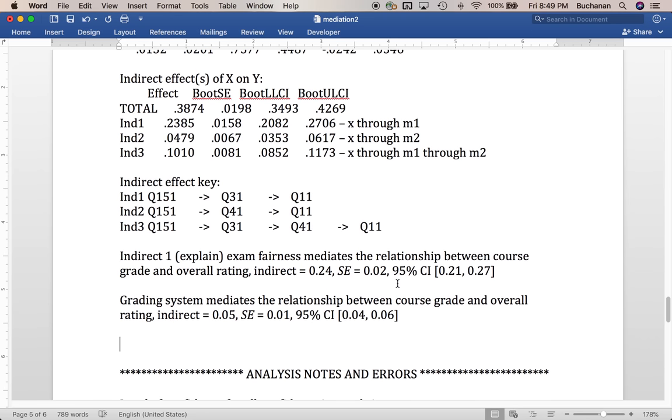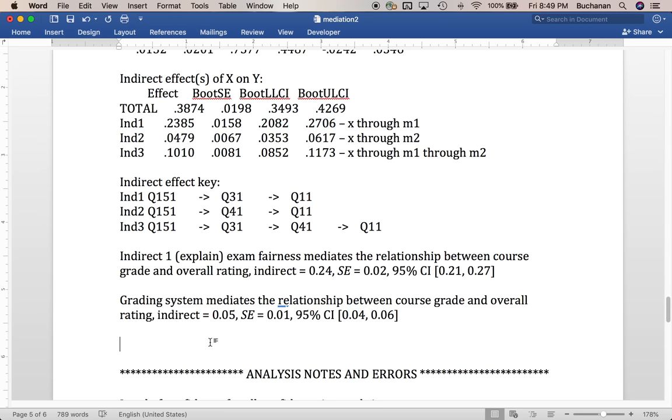And how do I know that these are mediated? Well, we want to make sure the confidence interval does not include zero. So if one's positive and one's negative, no mediation happened. Okay. And so we are saying that mediation happened because these do not include zero.